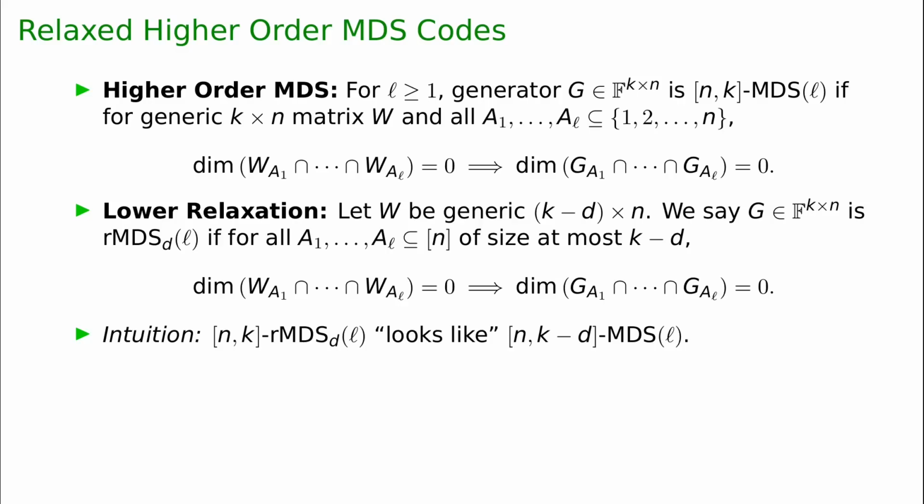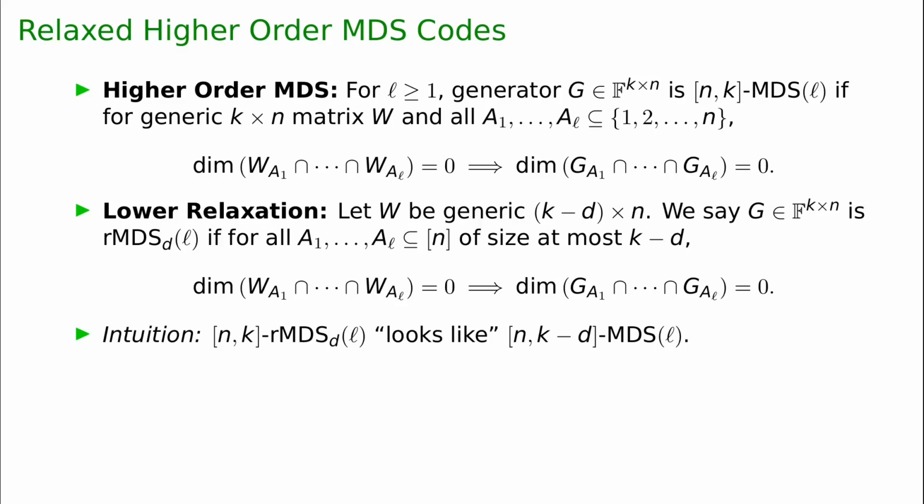We can relax this a bit with what we call a lower relaxation. There's also an upper relaxation we define, but that's not important for this talk. Here, we let W be a generic k minus d times n matrix. So d is some parameter, and so we're making W have fewer rows. What we're now going to do is look for any A1 through AL of size at most k minus d, and look again at this WA1 through WAL.